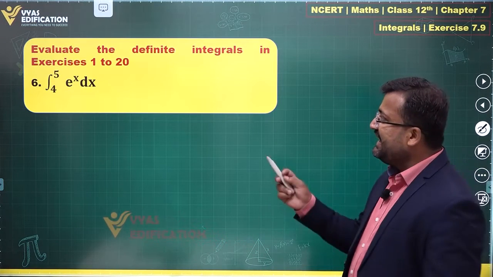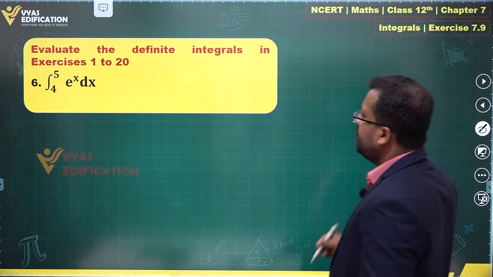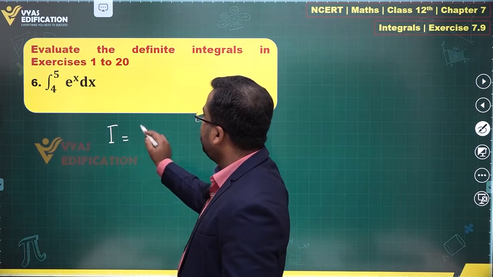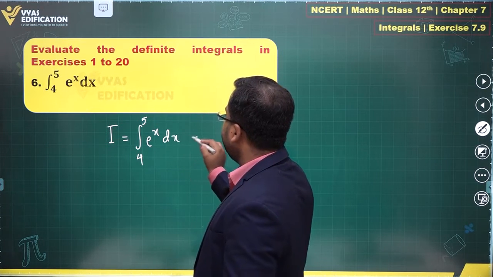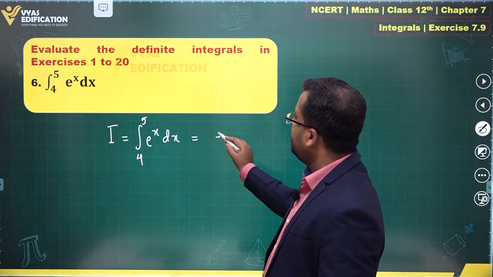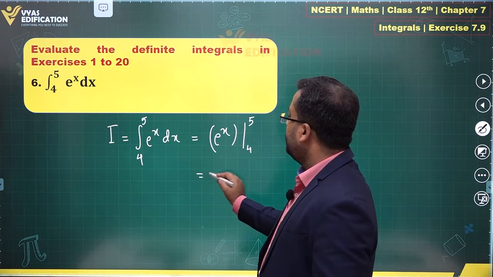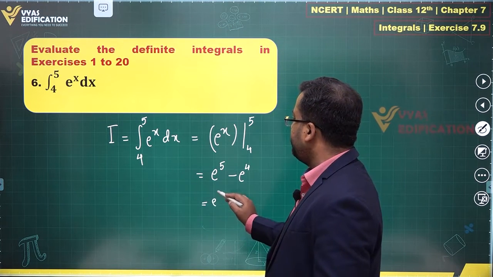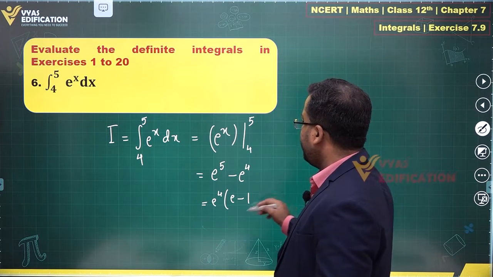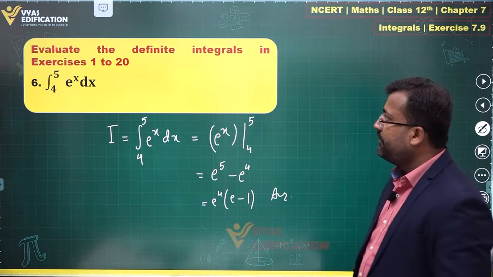Question number 6 says the integral from 4 to 5 of e power x is supposed to be found. So I, which is the integral from 4 to 5 of e power x dx, the indefinite integral of e power x is nothing but e power x, and put the limits from 4 to 5. What does that give me? e power 5 minus e power 4. This is my final answer. At max you can take out e power 4 common, e minus 1. This or this is my final answer for this particular question.